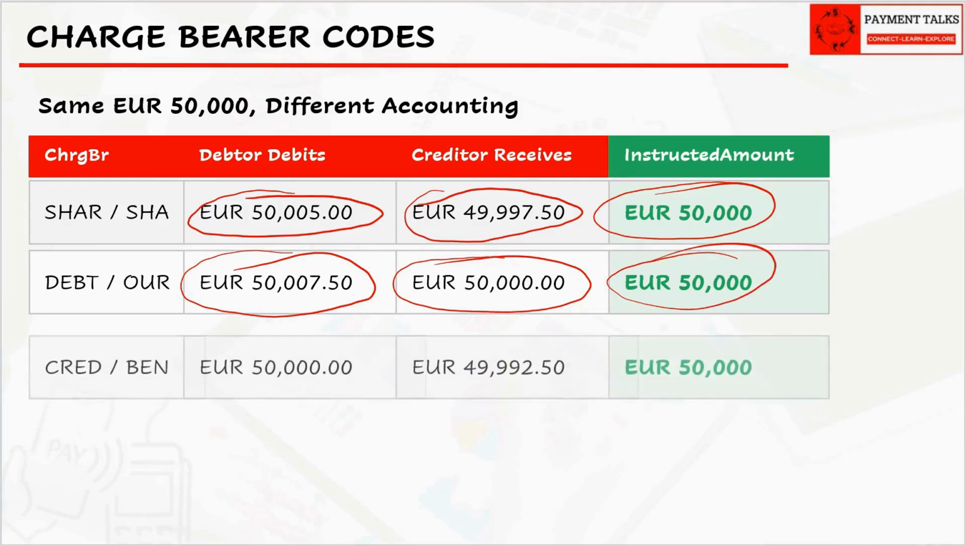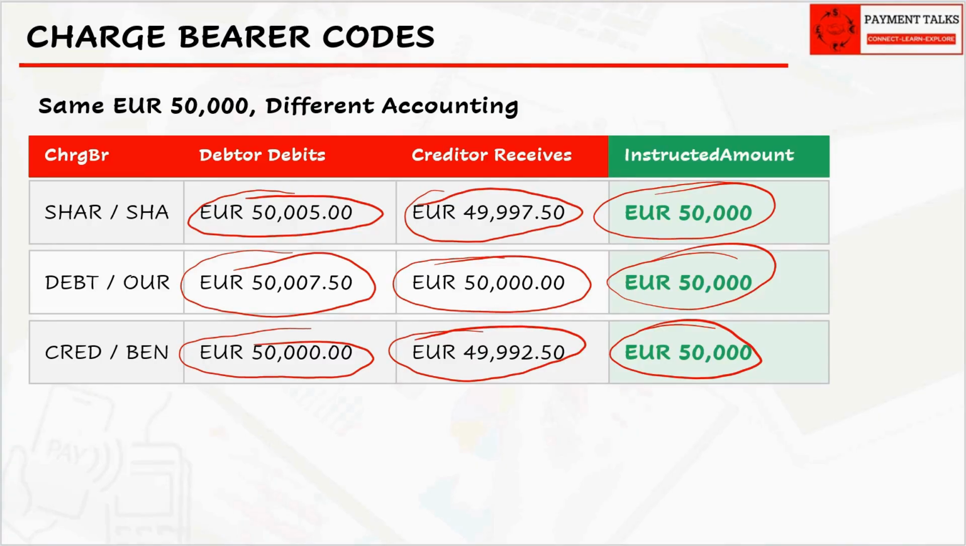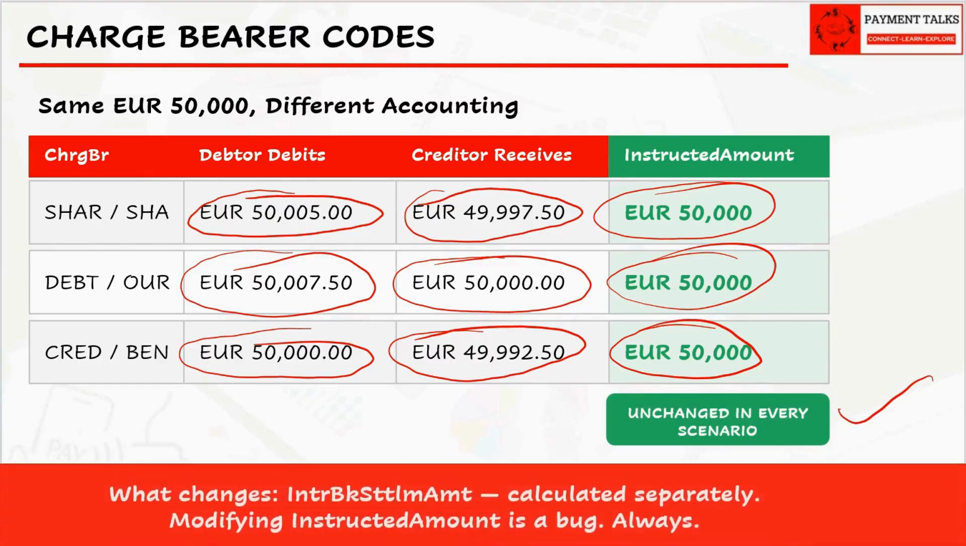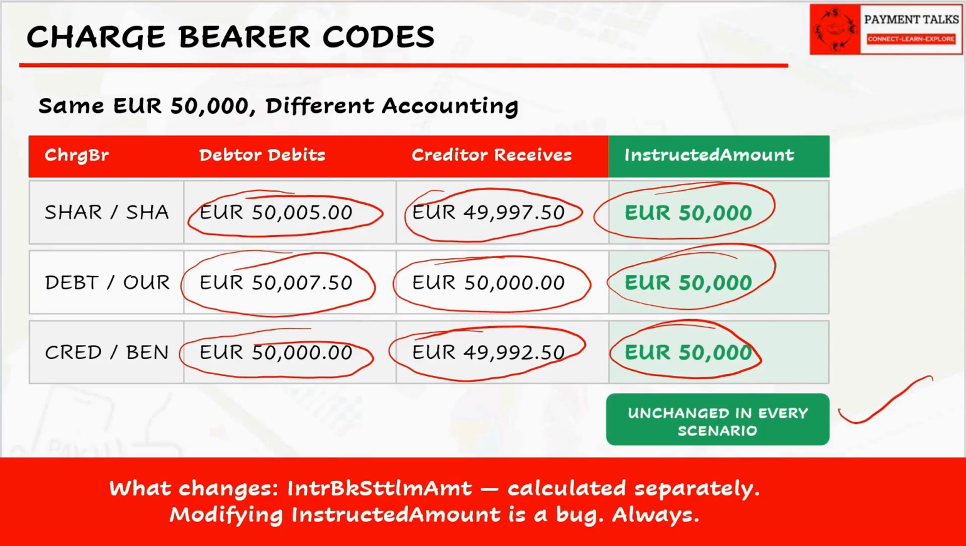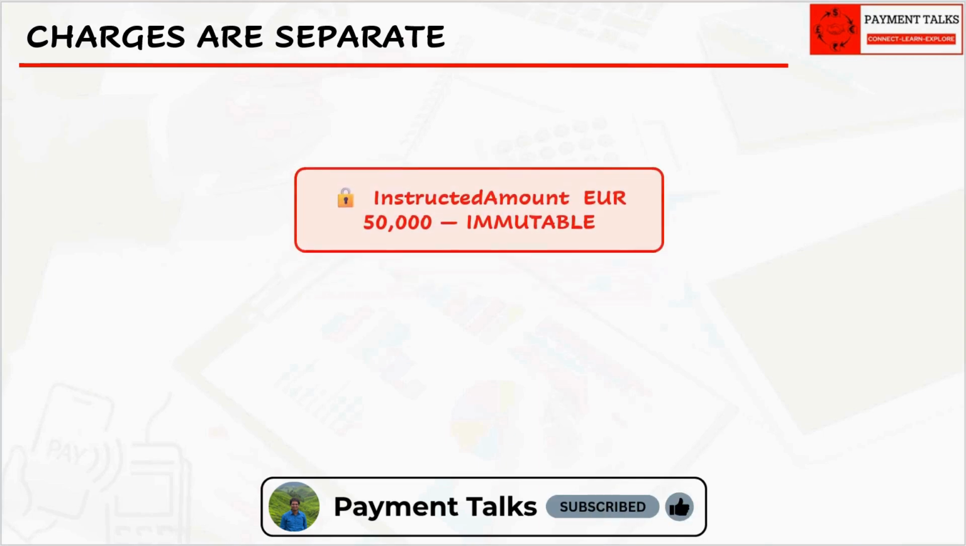CRED or BEN. The debtor is debited exactly euro 50,000. The creditor receives euro 49,902.5 after both charges are deducted from the received amount. Instructed amount euro 50,000 unchanged. Three scenarios, three different accounting outcomes. One instructed amount, always euro 50,000. Any system that modifies instructed amount to account for charges has introduced a bug. Always, no exceptions.